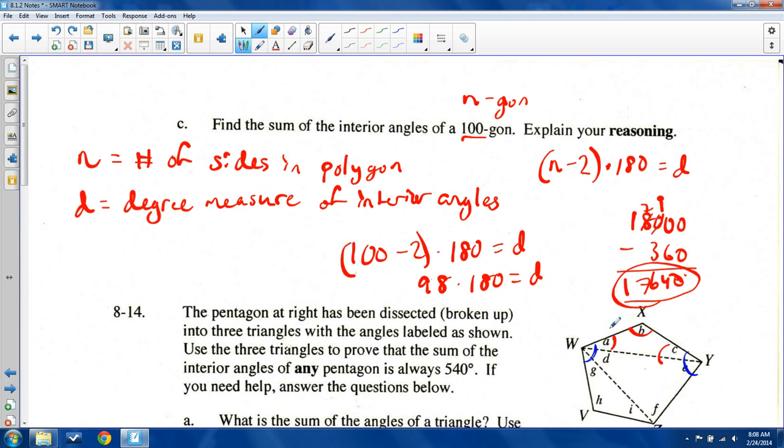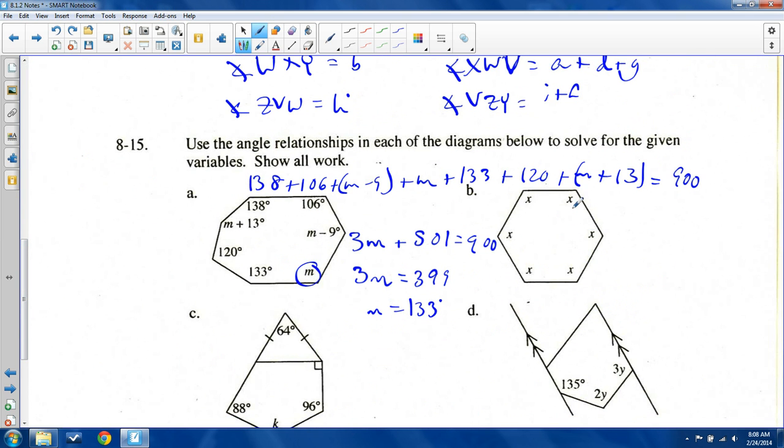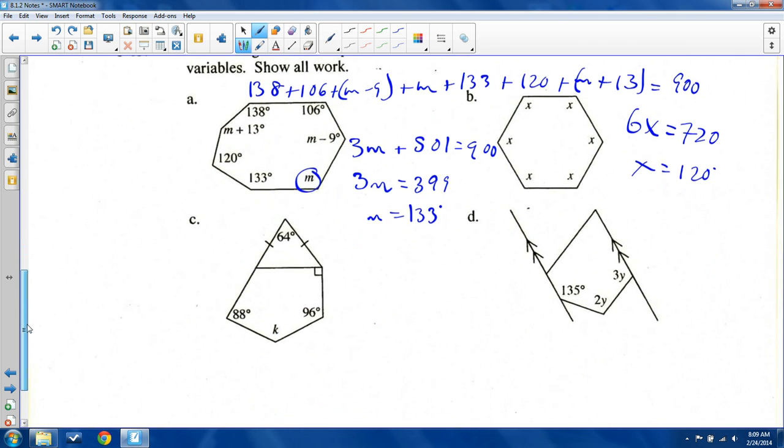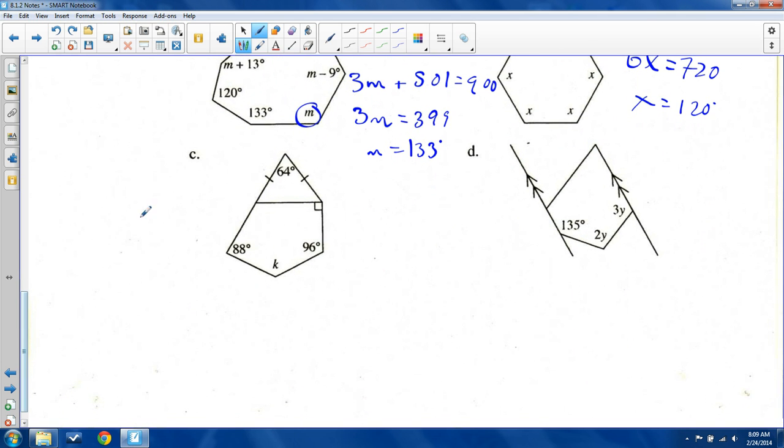Now, these are all x's. You can assume that all these are the same. So if there are 6 angles all the same, add up all the x's and get 6x equals 720, then divide by 6. You get x equals 120. Or better yet, in a 720 degree shape with 6 congruent angles, you divide by 6 to get one individual one, because they're all the same. So x equals 120. I'm going through this a little quickly here.